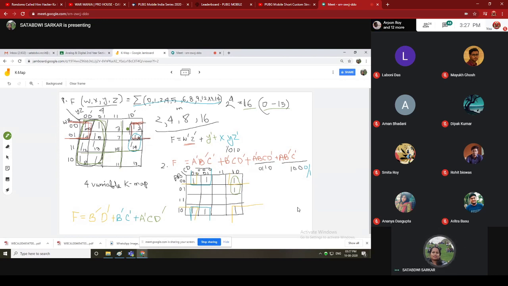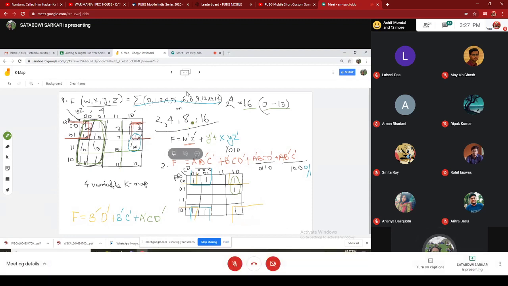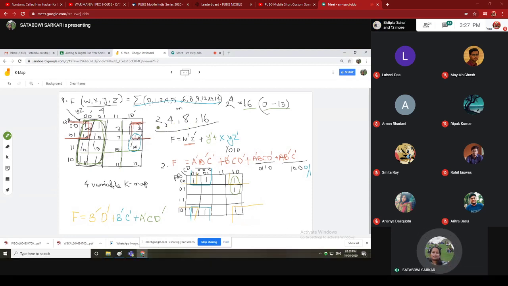But the formation of a group will not contain 6 cells or 9 cells or 7 cells. It must be a power of 2. We have to make our group with a power of 2 cells, that is, either 2 cells, 4 cells, 8 cells or 16 cells. Understand?